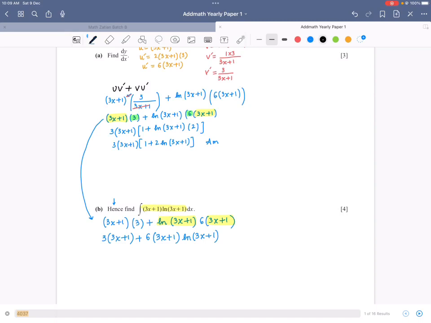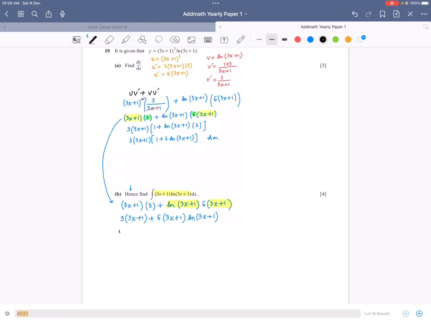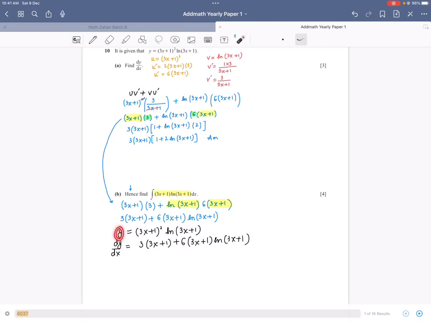Now the key point. This point is very important. We have a function y equals 3x plus 1 whole square ln of 3x plus 1, right? And when we differentiate that function, we get 3 times 3x plus 1 plus 6 times 3x plus 1 ln of 3x plus 1. So if we differentiate the function y, we get this answer. That means if we integrate this complete function, we get y. And how is it so?